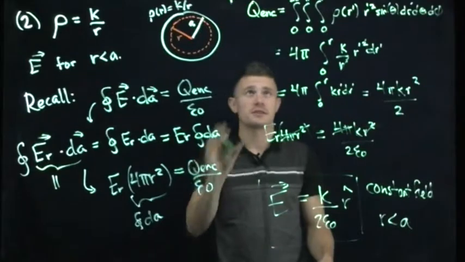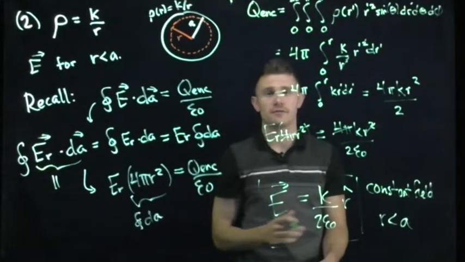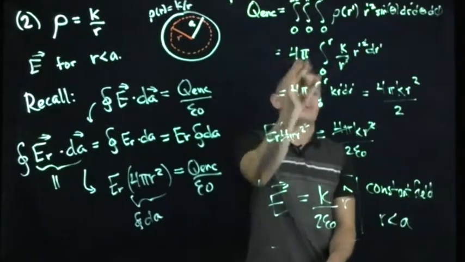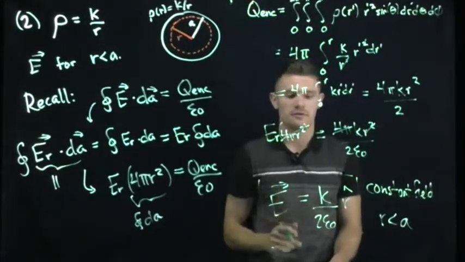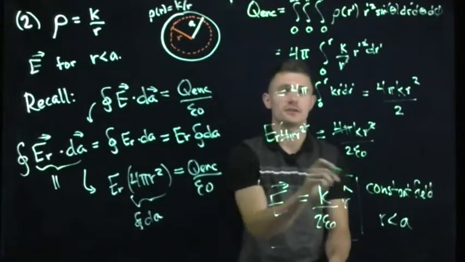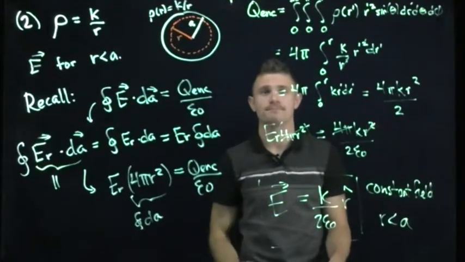And then we find the enclosed charge on the right-hand side using the volume integral of the charge density in spherical coordinates. Get some cancellations here, and we end up with the electric field equal to k over 2 epsilon naught r hat. It's a constant field in the region r is less than a.